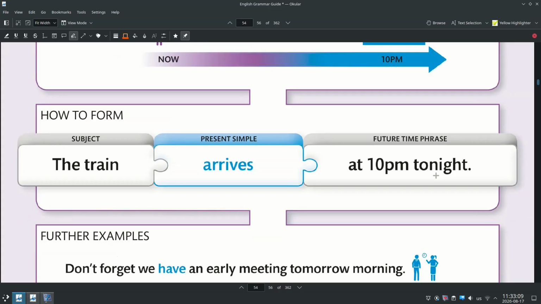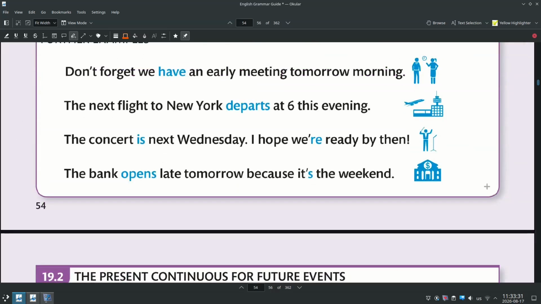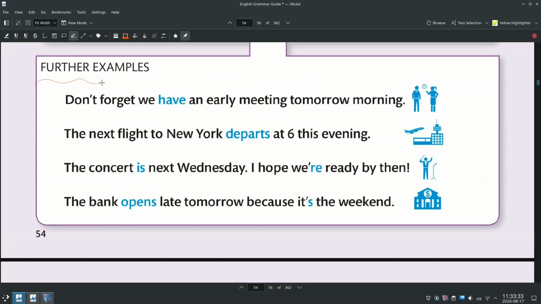How to form? The first place takes the subject, the train. Then goes the verb in the present simple, arrives, because the train we can replace with the pronoun it. Then we have the future time phrase, at 10 p.m. tonight. Let's look at further examples.